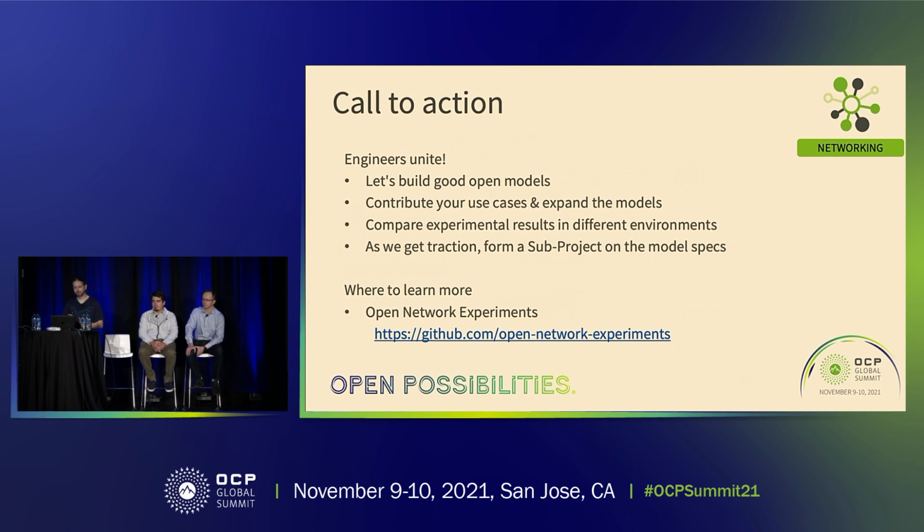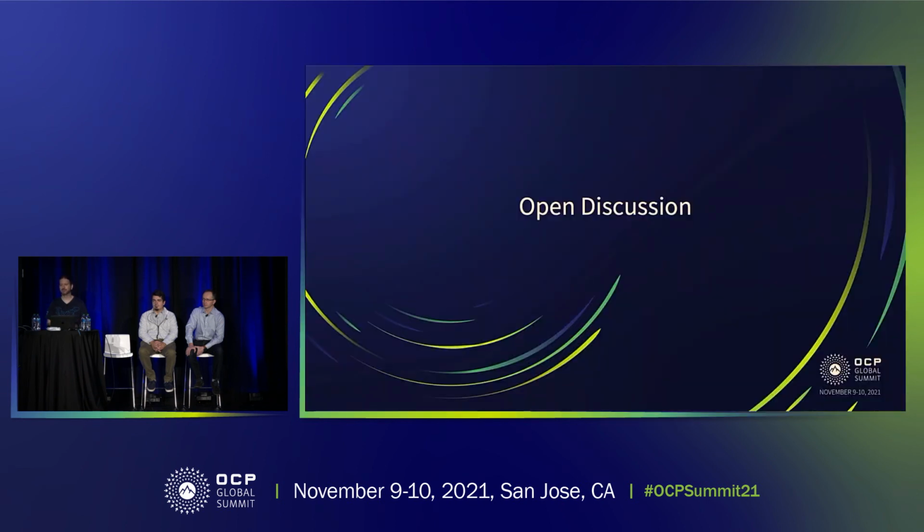So the call to action: let's build good open models, bring them, and we would like to bring them under the OCP umbrella. If you want to engage with us, please come. There's the GitHub URL listed here, or search for Open Network Experiments 1x. If you have use cases that you want to contribute, if you want to talk about the models, if you would like to share experiment results with us, we'll be happy to hear from you. And as we get traction, we would like to bring it to the OCP. Thank you very much, and we take questions.